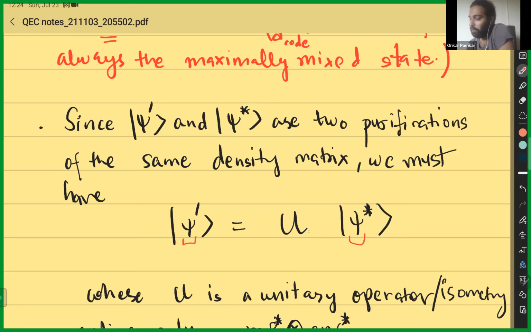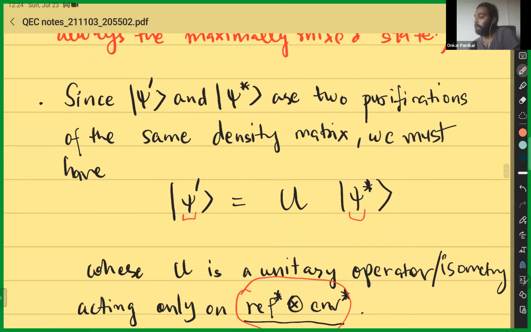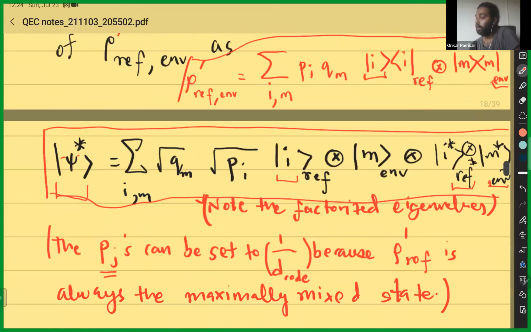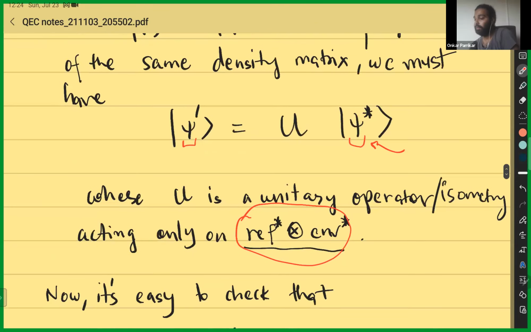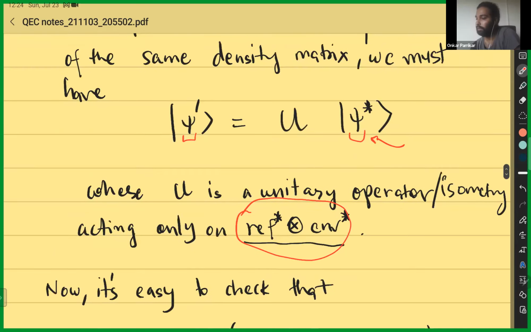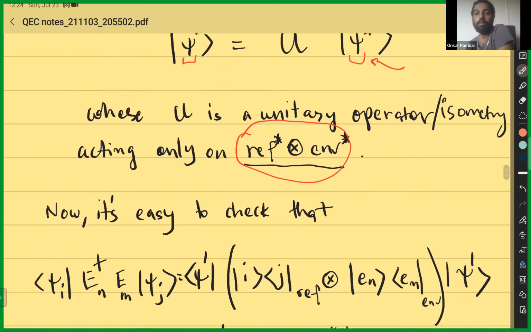So here the unitary transformation doesn't act on reference environment, but it only acts on reference star environment star, namely, it only acts on this other side, this double copy. It does nothing on the reference environment part. It only acts on the double copy of it. Okay, so this has to be true because these two states are two purifications of the same density.